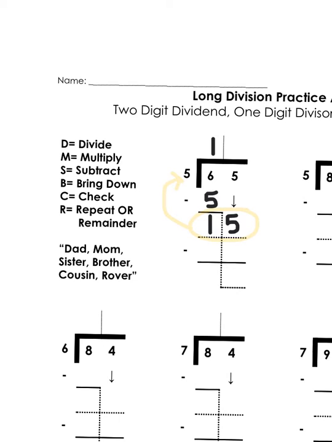So I ask myself, how many groups of 5 can I get out of 15? Well, if you know your multiplication facts, you know that 3 times 5 gives you 15, and 15 minus 15 is going to give you a difference of 0. Because I have nothing left to bring down, and my leftover is smaller than my divisor, I'm done. So my answer is 13, otherwise known as the quotient.